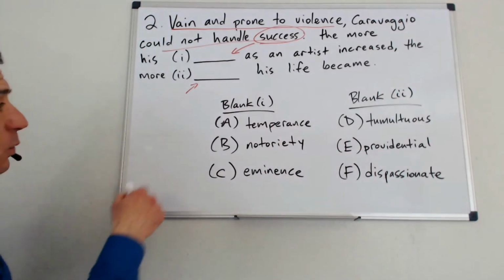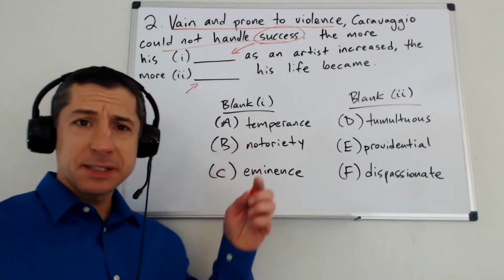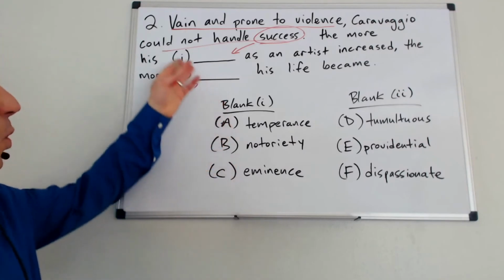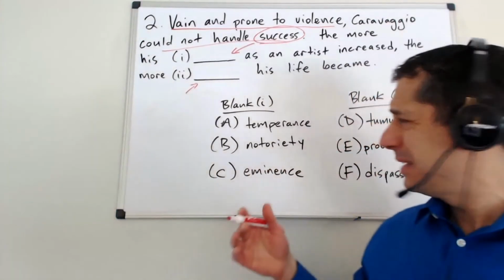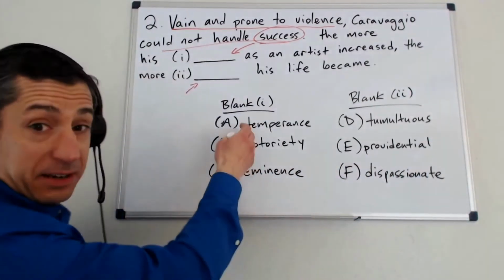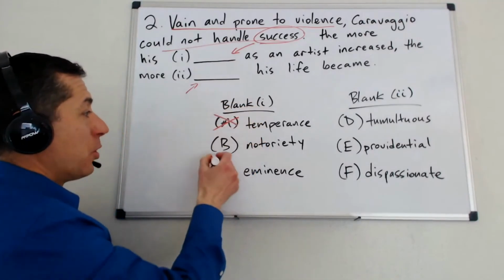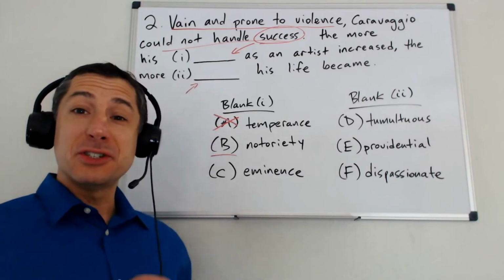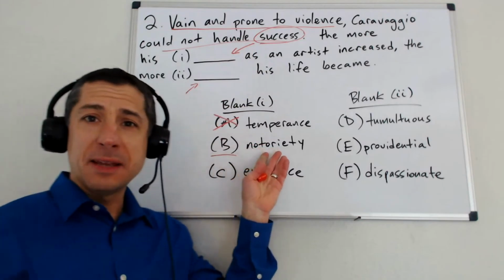Okay. Blank 1, A, temperance. So temperance means moderation or restraint. So the more his restraint or moderation as an artist became, that doesn't make any sense at all. We're talking about how successful he is as an artist and certainly not a restrained guy. So A is out. Notoriety. I think that sounds fantastic here. The more his notoriety as an artist increased, he was a successful artist. Notoriety means he was famous.